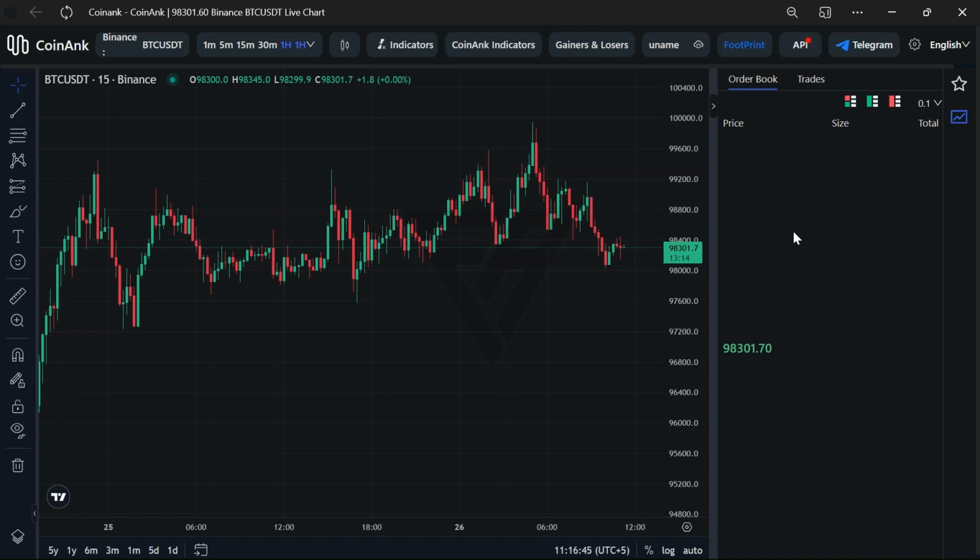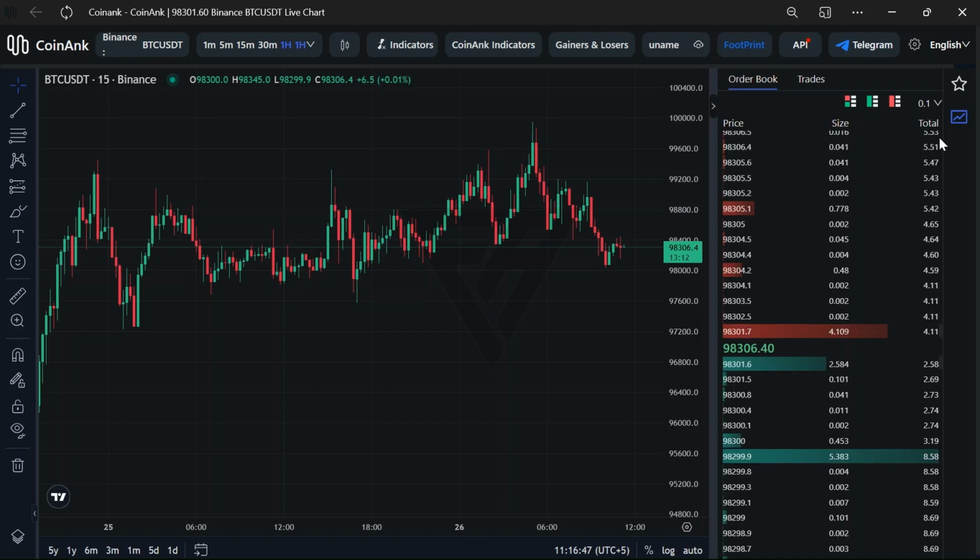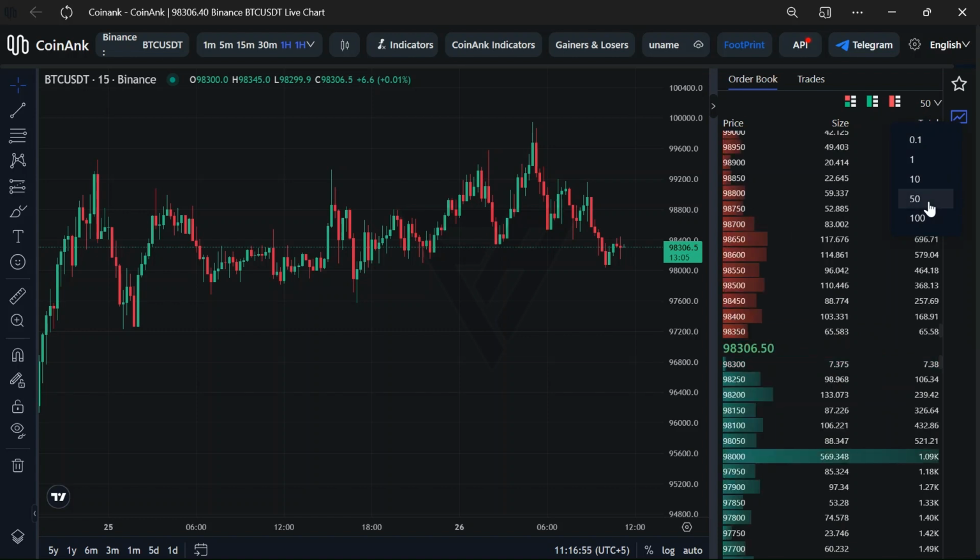Next, this is the DOM, depth of market. Here you can change depth size and look for large orders, which usually act as support and resistance levels. Lastly, you can look at live trades happening in the market.